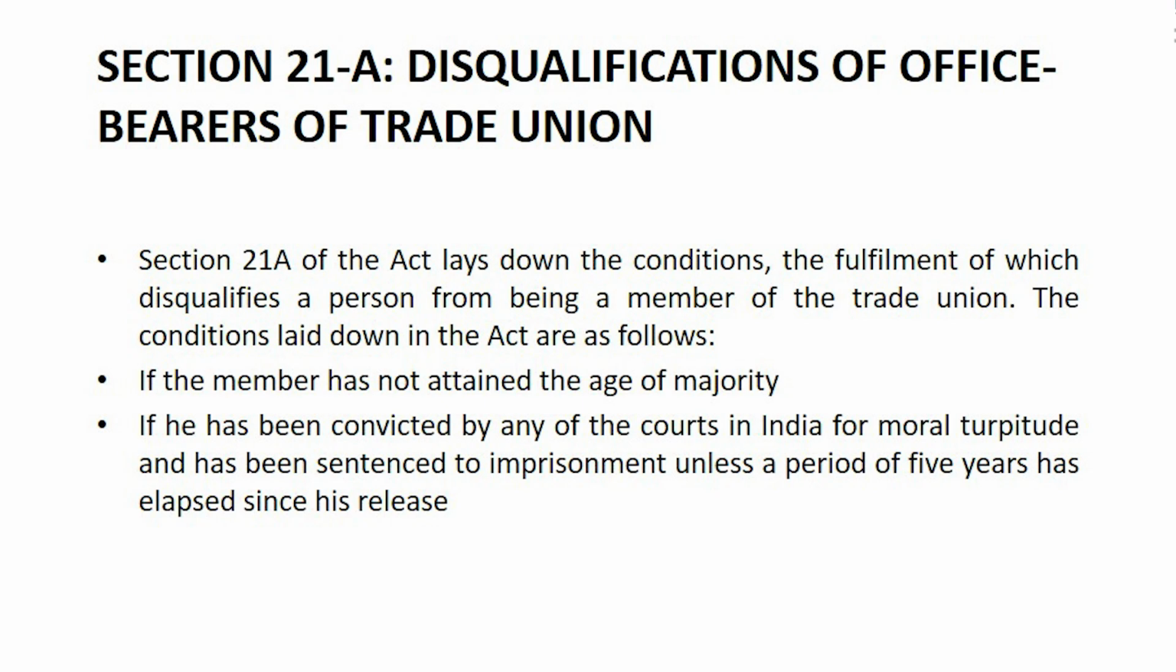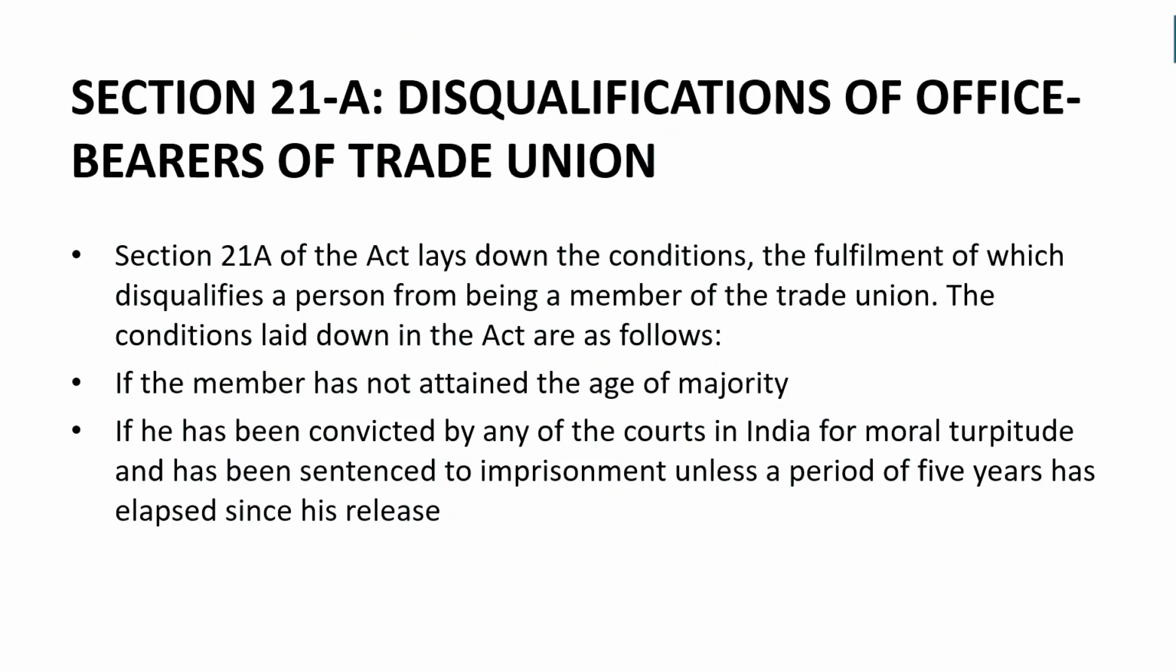Section 21A talks about the disqualification of the office bearers of the trade union. We have the grounds: if a member has not attained the age of majority, the person can be disqualified. If the person has been convicted by a court in India for an offence involving moral turpitude, the person can be disqualified, unless a period of 5 years has elapsed. After the 5 years, the person can again be a member of the trade union. And if the question comes of minority, any minor can become a member of the trade union.